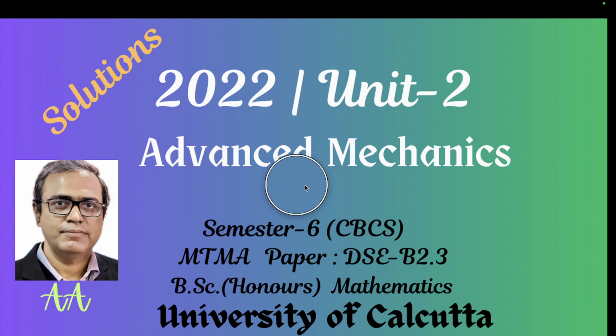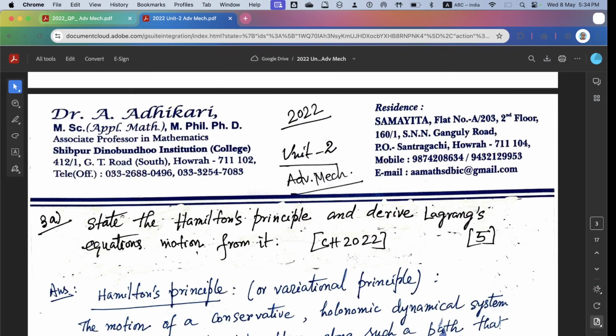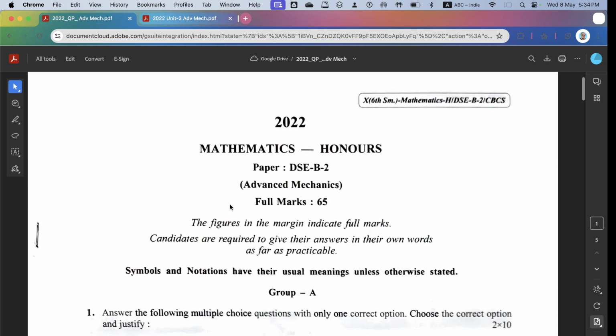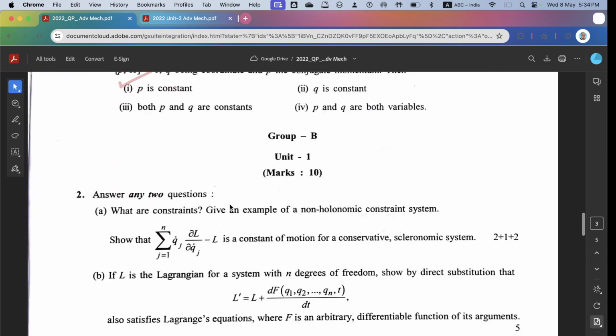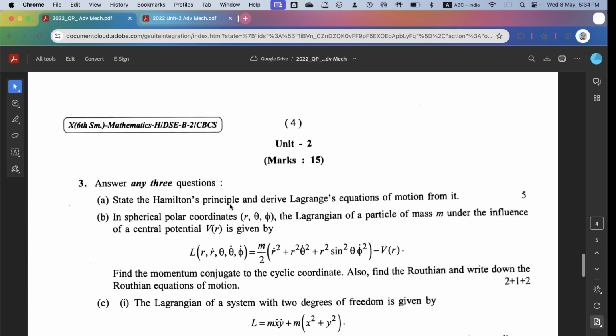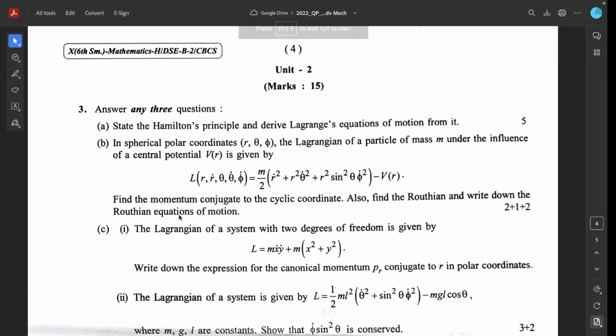Unit-2, 2022, Advanced Mechanics, Semester 6. Question paper 2022, Unit-2, Question 3a. State the Hamilton's principle and derive a Lagrange's equation of motion from it.